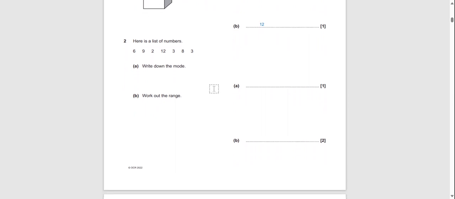Okay. Here is a list of numbers. Write down the mode. You know the mode is the most common. The most common number here is a number that appears the most times, so that's number 3. The range is a difference between the largest number and the smallest number. The largest number here is number 12, and the smallest number here is number 2. The difference between 12 and 2 is 10.